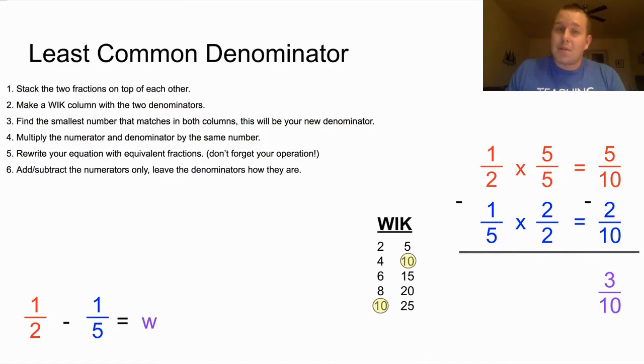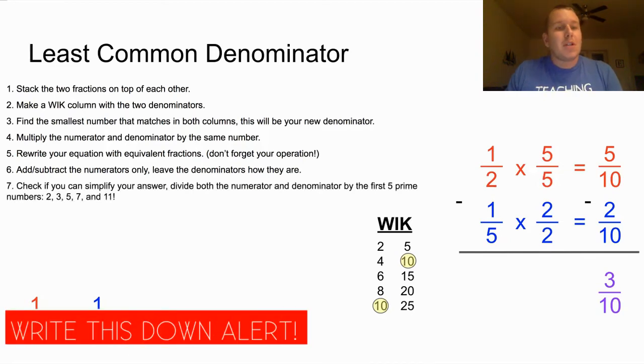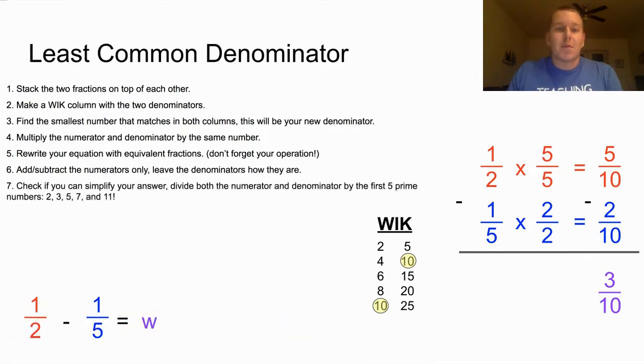But I always say to my 5th graders, are we done yet? And the answer is no. We need to check if we can simplify our answers. We want to see if we can find an equivalent fraction that has smaller numbers. Again, not changing the value of the fraction, but finding it so that it's a little bit easier for us to read. So what I like to think is we're going to try to divide both the numerator and denominator by the first 5 prime numbers, which you should have memorized, which are 2, 3, 5, 7, and 11.